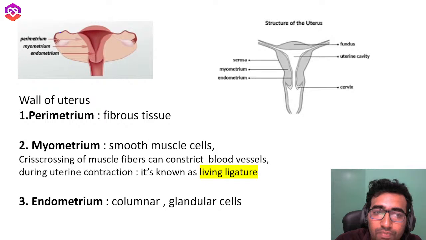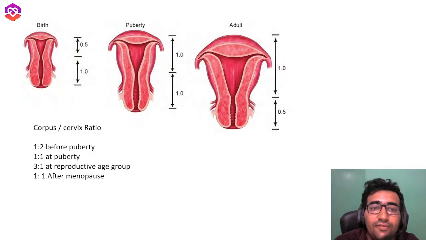Okay. Now, corpus cervix ratio. What do you mean by corpus cervix ratio? Corpus cervix ratio means the ratio of the body of uterus and cervix. You remember corpus means this, can you see here? Body of uterus up to this, and cervix is up to this. You have to note that at puberty, the length of corpus and cervix is in a 1:1 ratio. But before puberty, it's 1:2. In the reproductive age group, it is 3:1. And after menopause, again, just like puberty, it is 1:1.